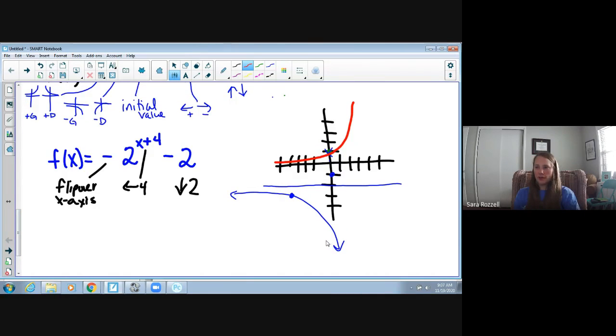Most of these will just be about recognizing whether it should be right side up or upside down, and whether it would move to the left or to the right. You won't have to graph any by hand. You just have to recognize where it got moved to.